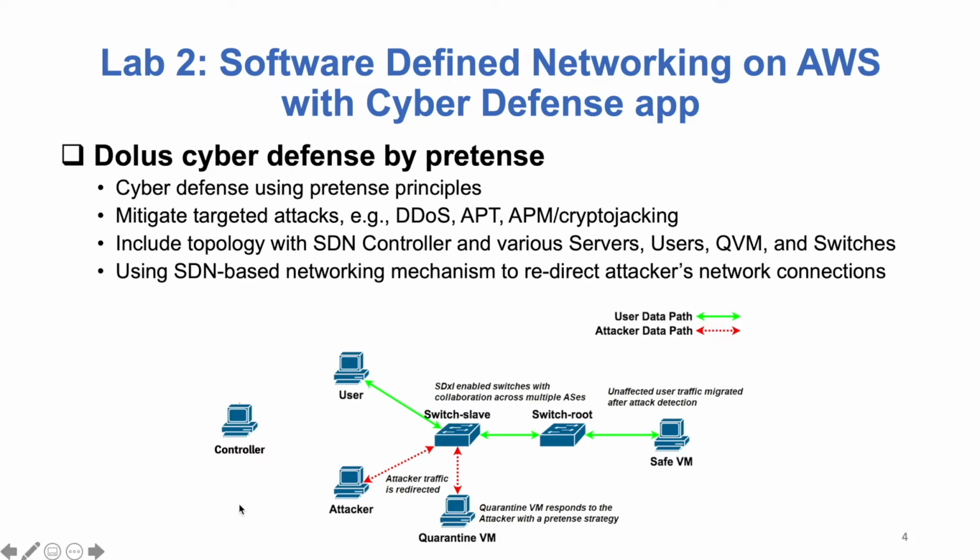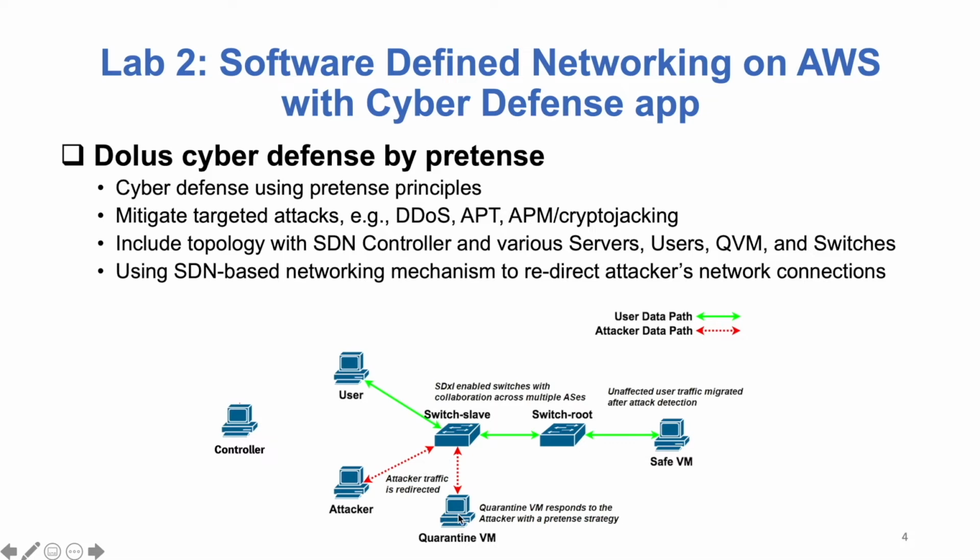Doulos uses an SDN-based networking mechanism to redirect the network connection from the attacker to the server in the topology to a quarantine machine that we create in the topology. By redirecting the network connections from the attacker to the quarantine machine, we're protecting the servers in the network topology, so the legitimate users can still use the server while the attackers are actually defeated.